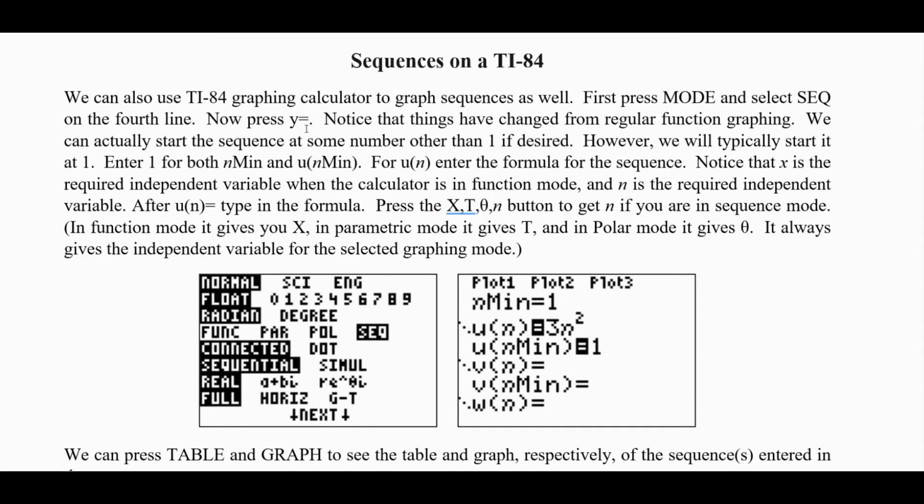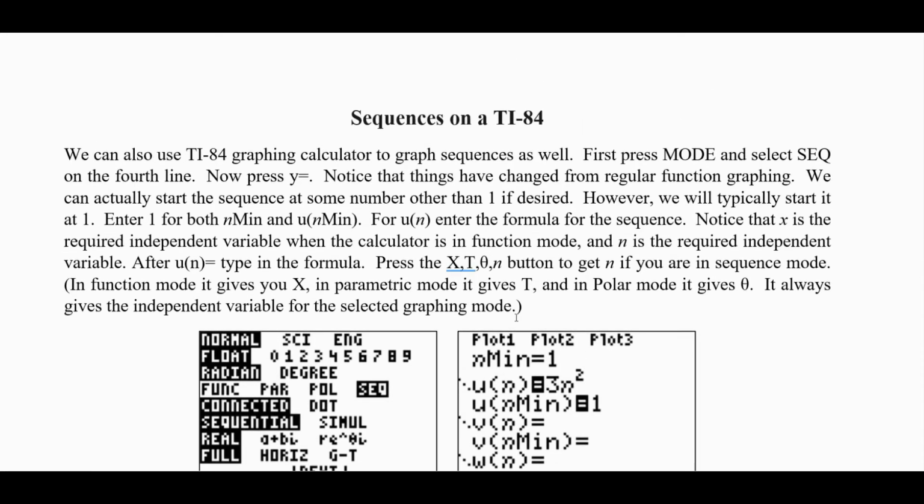Now if we press y equals, normally it comes up y1 equals, y2 equals. That's when you're in function mode, because y is a function of x. You should be able to solve for the output variable. We're going to call them y1, y2, y3. But here we have sequences u, v, w, and the input variable the calculator is going to use is n instead of x. I like to use k when I write them, but it's going to use n.